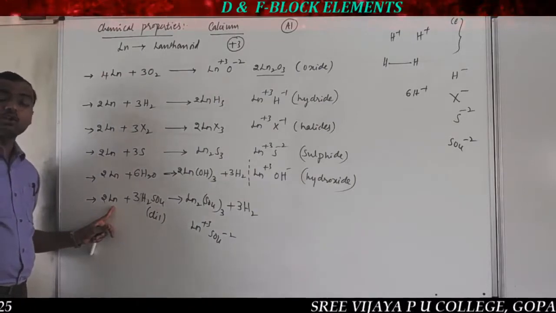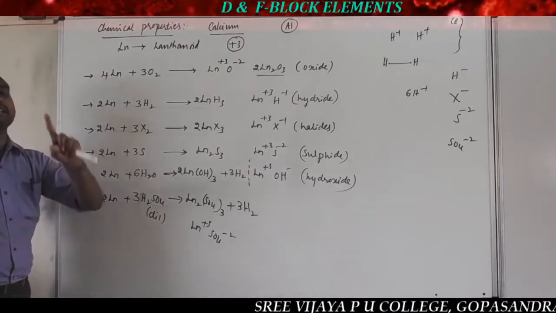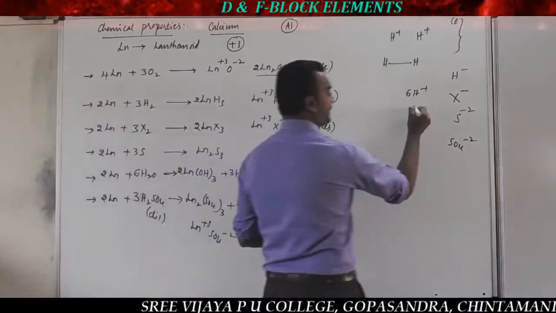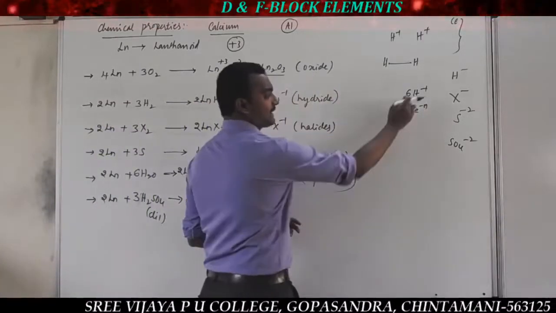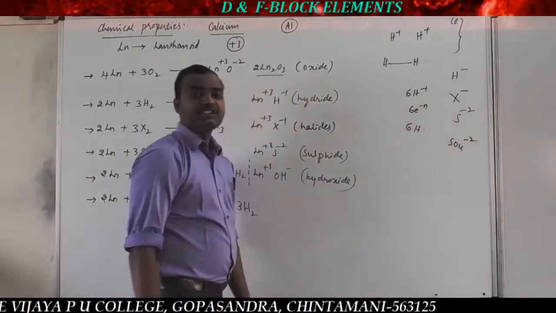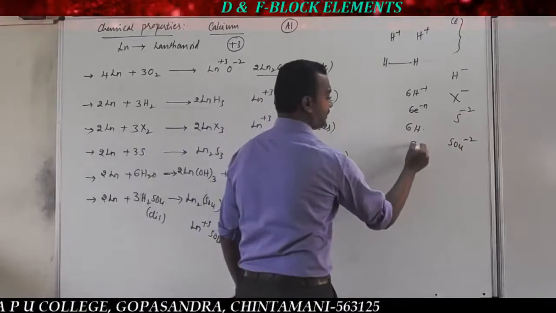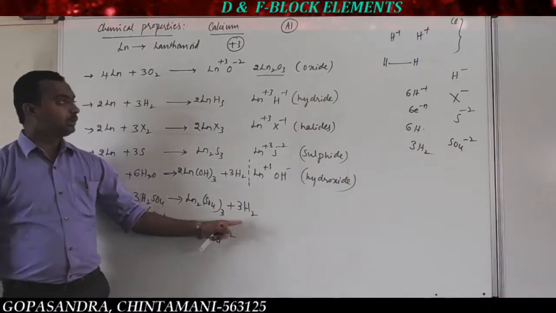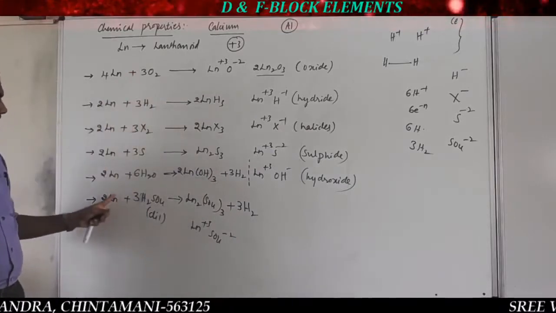Lanthanide has the oxidation state +3. One lanthanide gives 3 electrons, so 2 lanthanides give how many electrons? 6 electrons. So 6 electrons react with 6 hydrogen plus ions, and we get 6 hydrogen radicals, which is how many hydrogen molecules? We get 3 hydrogen molecules. That is the concept. So that is about the reaction of the lanthanides with different elements.